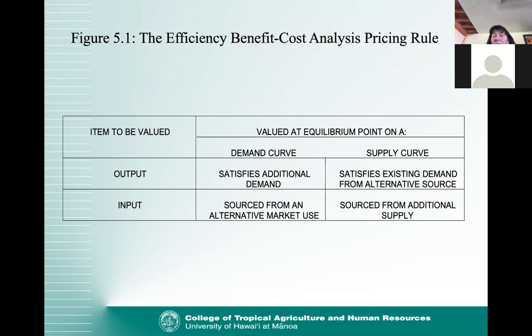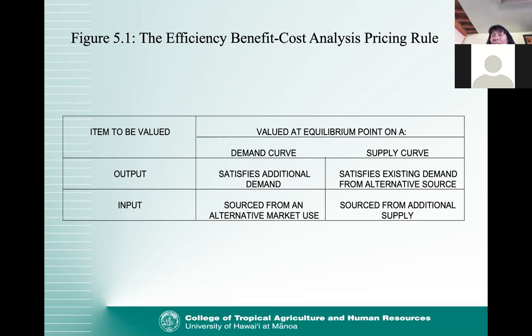But if it satisfies an existing demand, you're just saying, oh, I could buy this at my neighborhood store, or I could go 20 miles away and buy the same thing over there. So it's the same demand. I'm either going to buy it here or buy it there. And if what you're doing means that, instead of buying it here, as a result of the project I'm just going to buy it over here, because you're now going to be able to produce it in my local area, then you're actually satisfying an existing demand from another source. So you're going to value that good or service at the cost to supply it to that alternative location. So that's what it means when it says satisfy existing demand from an alternative source.